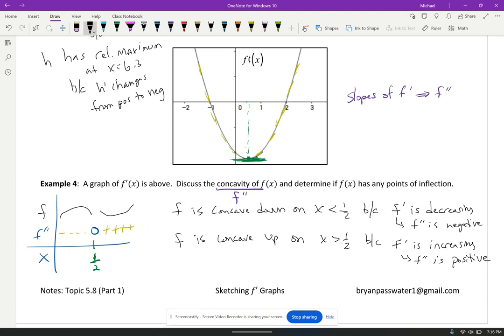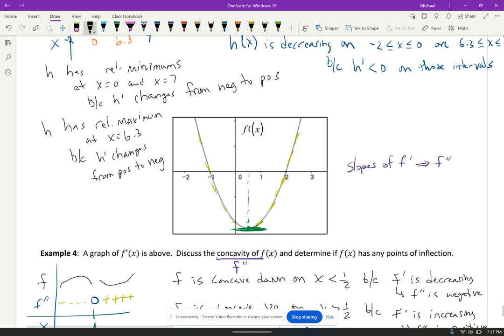And because the second derivative changes signs, we can say f has a point of inflection at x equals 1/2. And the reason is because the second derivative changes signs. And it changes signs at x equals 1/2. So let's make sure we show where it changed signs. And really, maybe that's what we should have written up here as well, right?